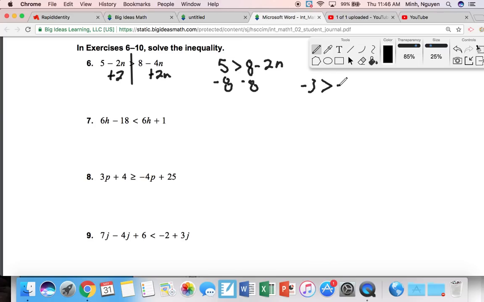-3 is greater than -2n. How do I get rid of that -2? It's -2 times n, so I've got to divide. But when I divide, oops, I didn't swap anything. I swapped the sign. Negative divided by negative is a positive. 3/2 is less than n, or n is greater than 3/2 or 1.5.